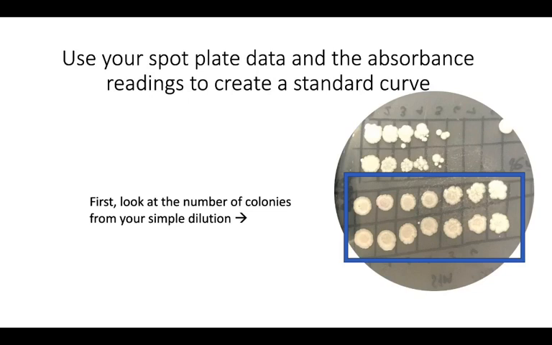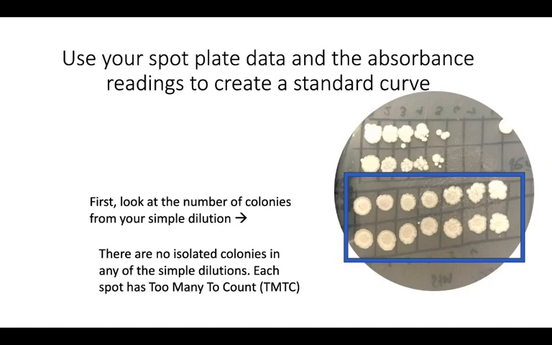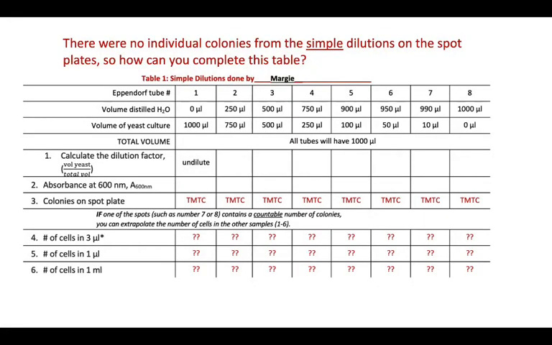So first we're going to look at the number of colonies from the simple dilution, and that's shown in the blue box here. Now the problem with this is that there are no isolated colonies in any of those simple dilutions. Each spot has too many to count. These are all masses of individual colonies that have grown together. There were too many to count on the spot plate.